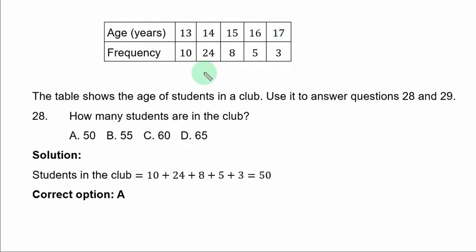The table shows the age of students in a club. Use it to answer questions 28 and 29. Question 28. How many students are in the club? You get that by adding the frequencies together. That is 10 plus 24 plus 8 plus 5 plus 3. That is 50. A is the correct option for question 28.